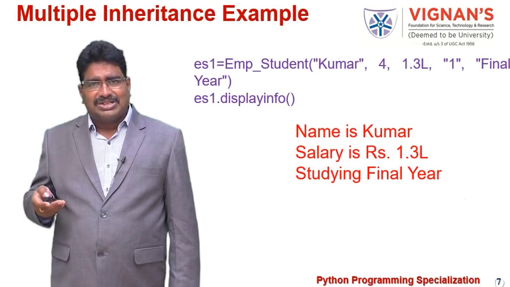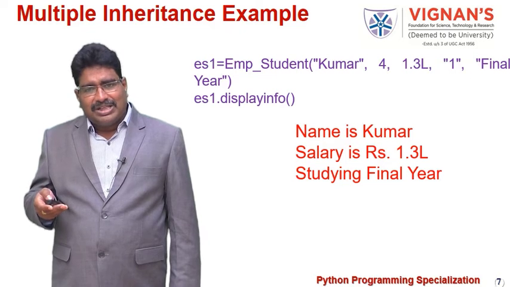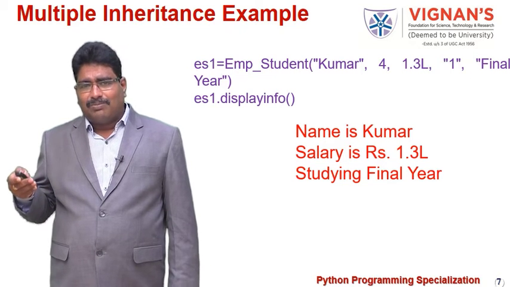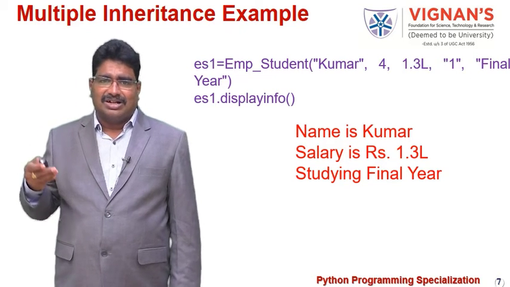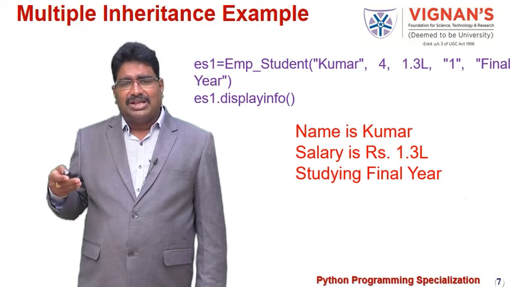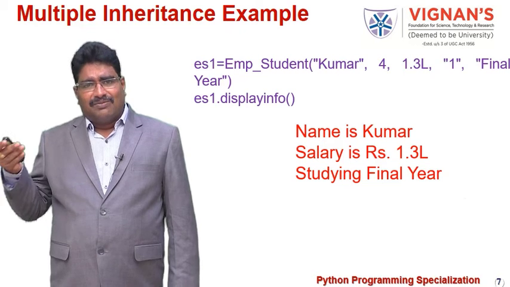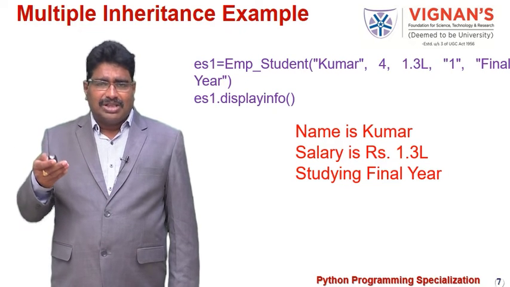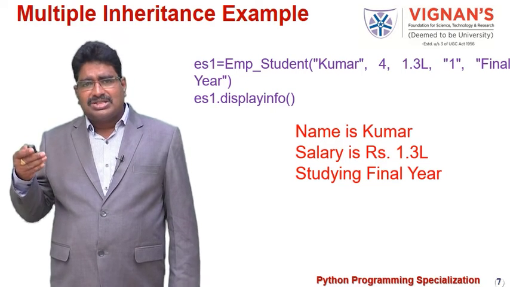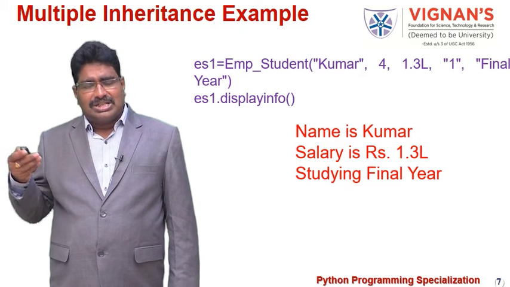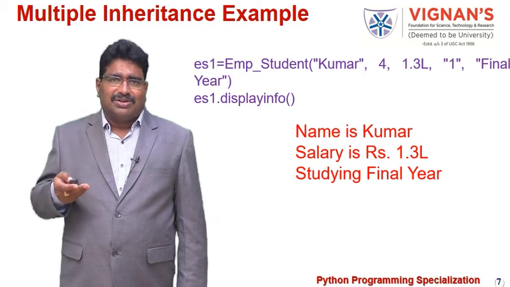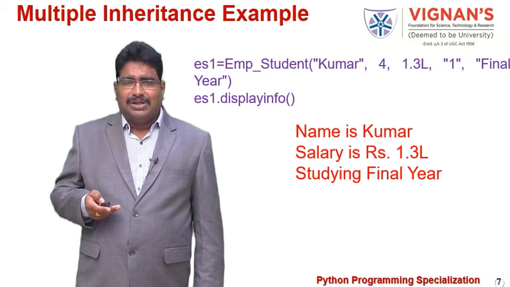So in today's class, we discussed what a multiple inheritance is. A class derived from more than one base class is called a multiple inheritance. And we take one example. We take the base classes student and employee. From these two classes, we derive the employee student, a new class derived from these two classes, employee and student. So this is one example of multiple inheritance.